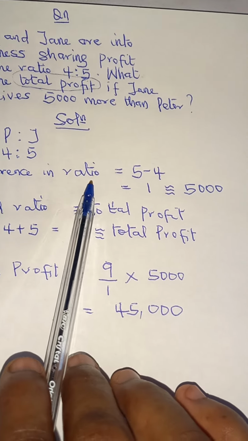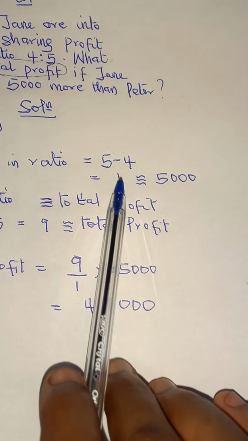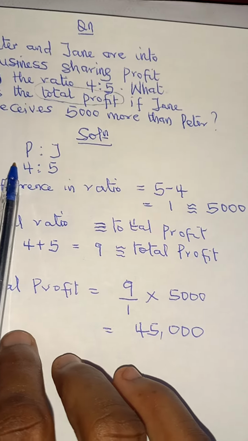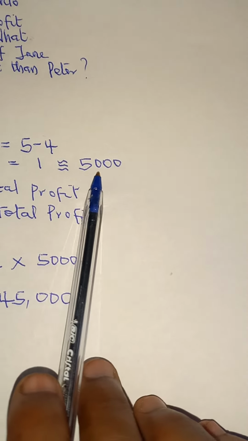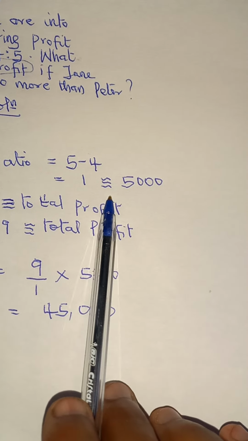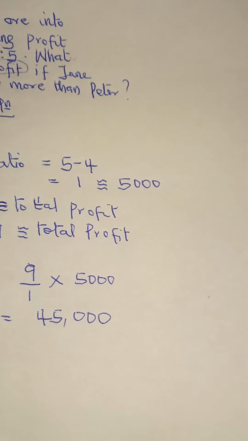So the difference in the ratio is 5 minus 4, and that is 1. It is this 1 that Jane has more than Peter. That is what resulted to the amount she also got more than Peter. So we say the 1 here is equivalent to the 5,000 she got. Remember, this sign means equivalent.